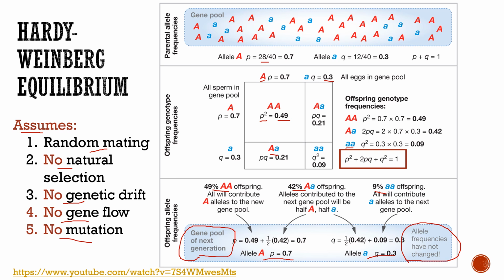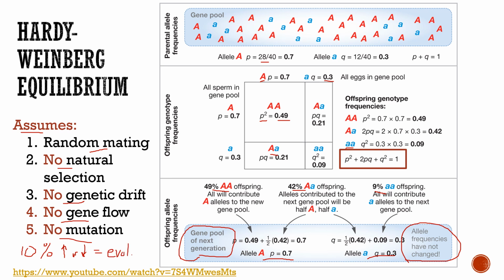Okay, so how do we know when there is evolution occurring? The magic number for evolution to occur is 10%. So a 10% change, an increase or a decrease in those allele frequencies. If there's a 10% change, then that means that we do not have Hardy-Weinberg equilibrium and that evolution is occurring.